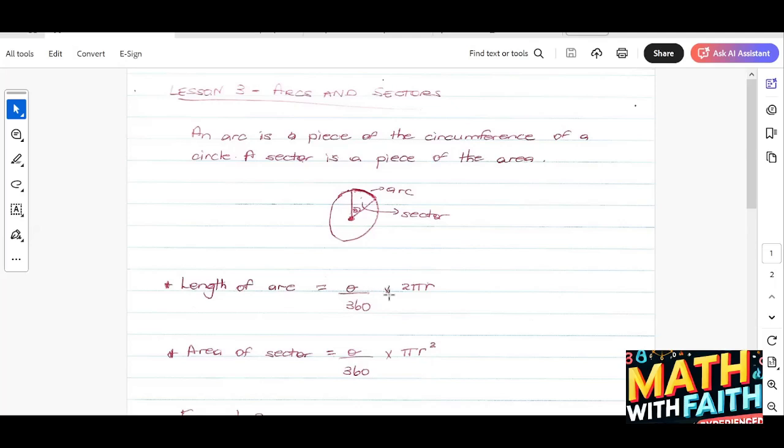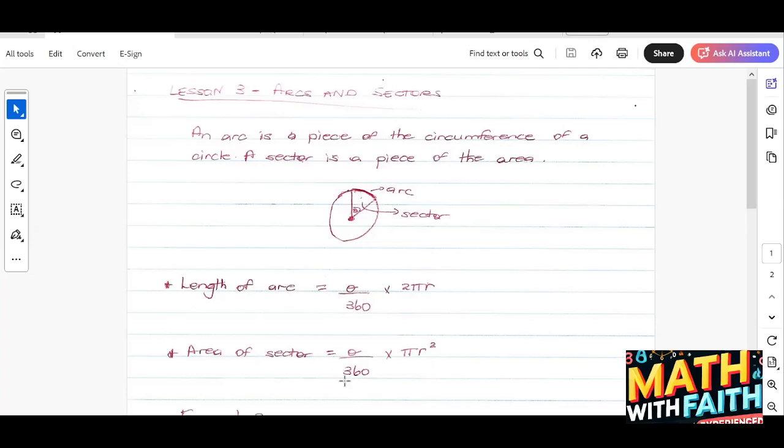And then I would multiply it by the circumference to find the length of the arc, or the area of the circle to find the area of a sector. So the piece of the circle that we're looking at, that fraction of the circle, is theta out of 360 of, and remember, of means to multiply, of the total circumference, which is given by 2 pi r. So the length of an arc is given by theta out of 360 by 2 pi r.